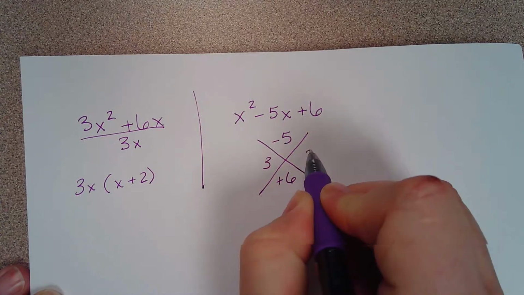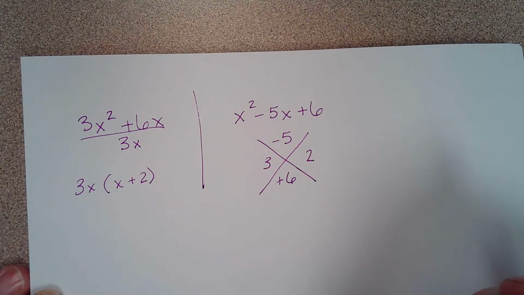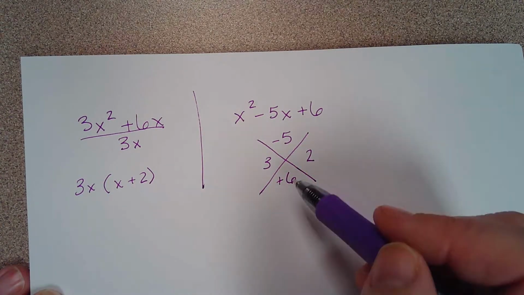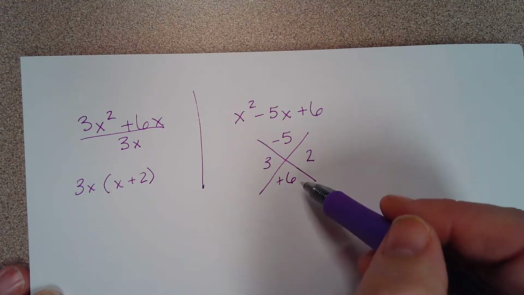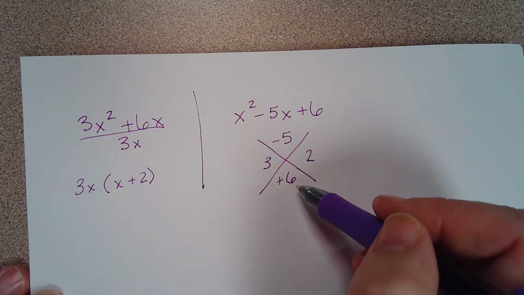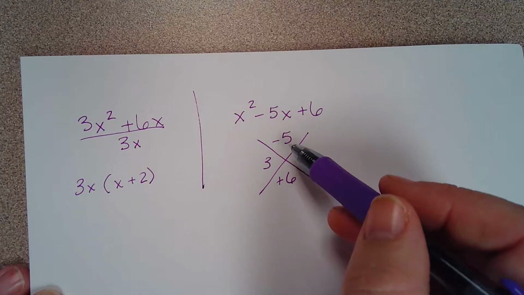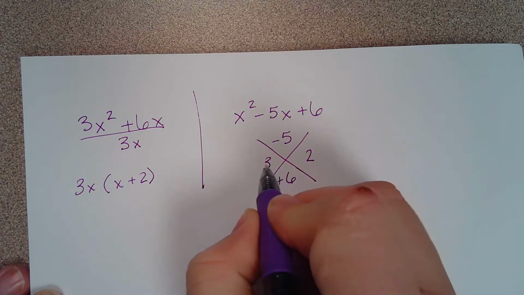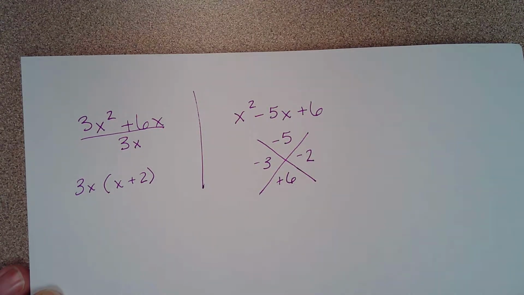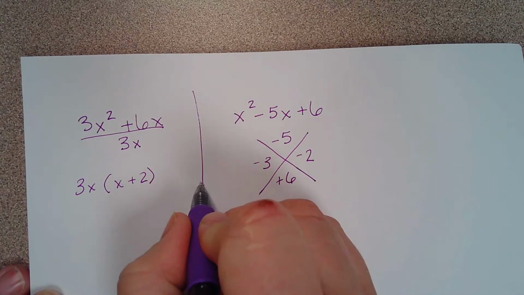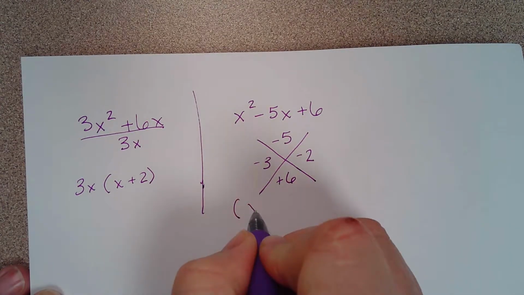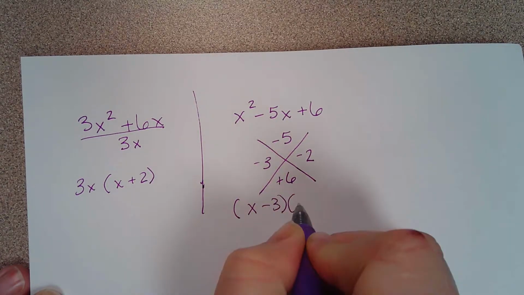That wasn't the issue. It's the signs. So keep an eye on the signs. We know positive 3 times positive 2 is positive 6. But it does not add up to negative 5. But if you make both of them negative, now you have the correct solution. So your answer here is going to be x minus 3 and x minus 2.